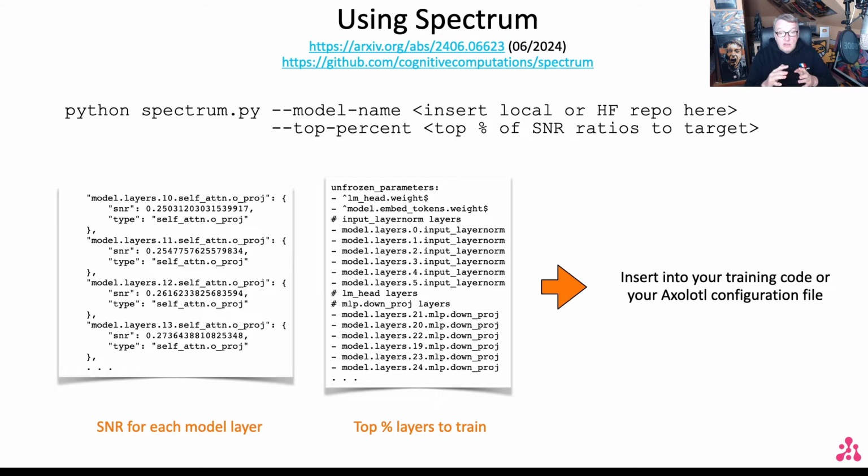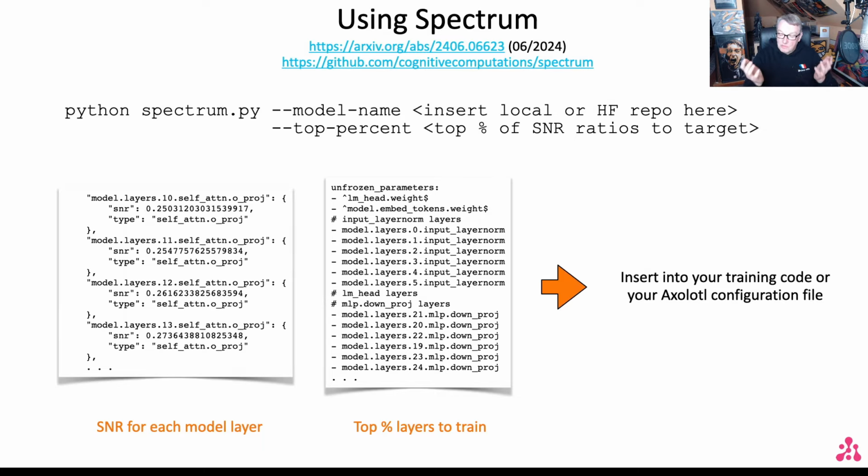So what do you do with this? The easiest way to work with this is to run fine-tuning with Axolotl, which integrates Spectrum. So you literally copy-paste that list of layers into your configuration file. But if you want to run this with PyTorch or Hugging Face, there's just a function you'll find in the Spectrum repo to unfreeze the appropriate layers. So that's all there is to it.